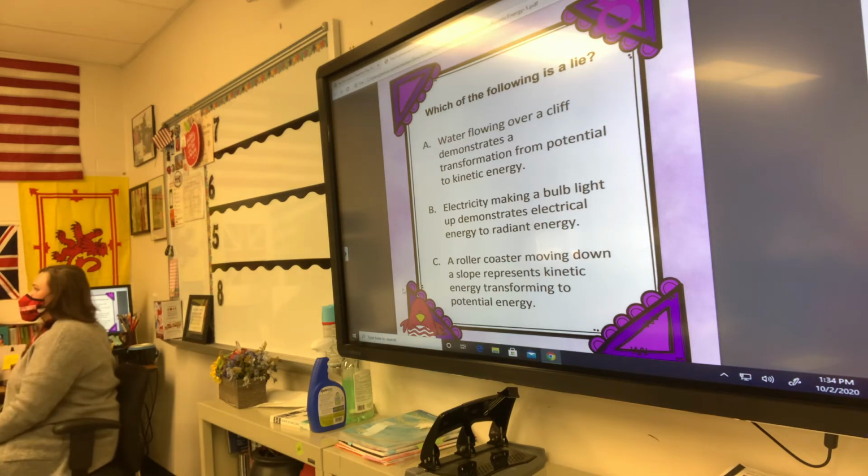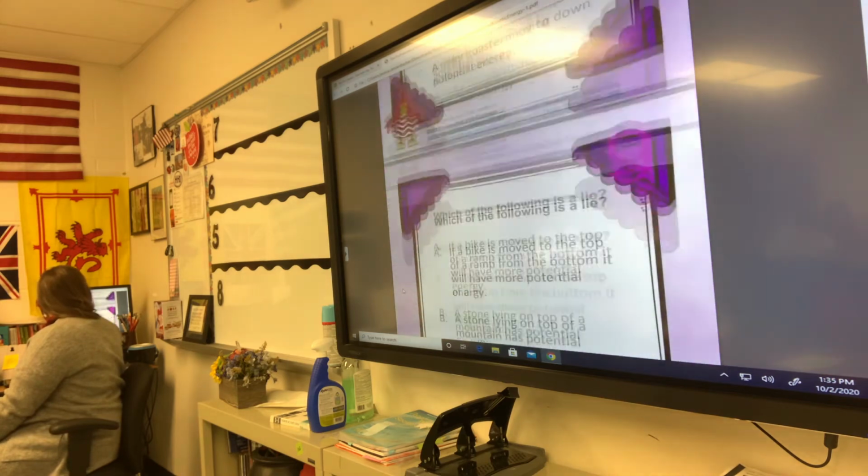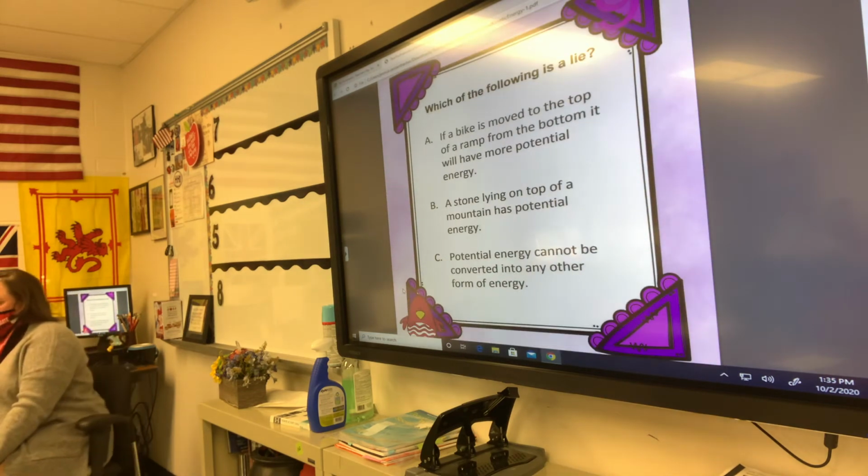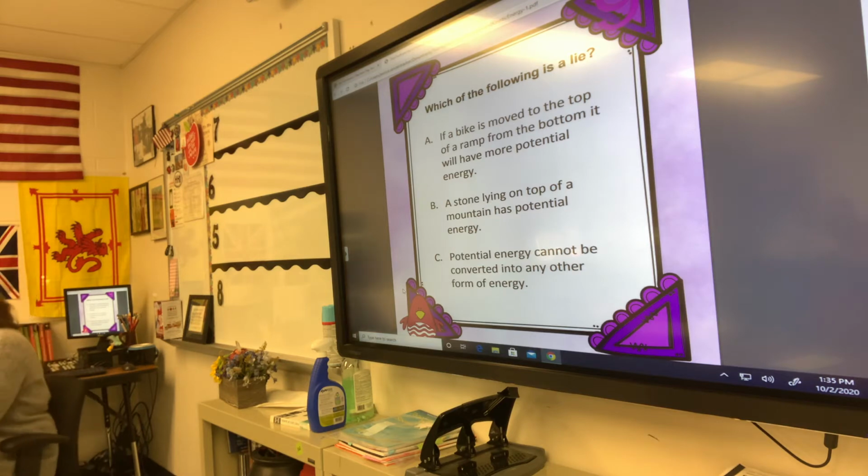Ready for number 9? Alright. A, if a bike is moved to the top of the ramp from the bottom, it will have more potential energy. B, a stone lying on the top of the mountain has potential energy. C, potential energy cannot be converted into any other form of energy.